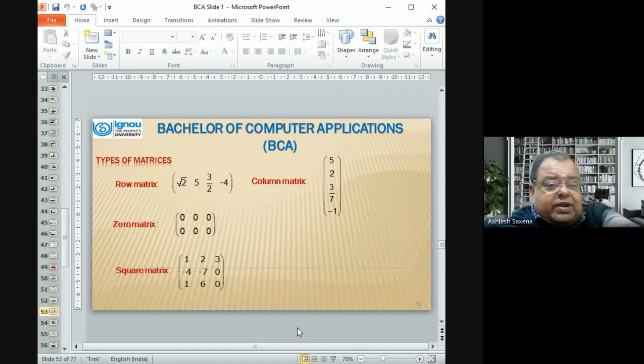Now, what are the different types of matrices? In the first one, it is a row matrix because only a single row is there. On the right side, that is a column matrix because all the elements are in the form of a column only. The third one is a zero matrix as all the elements are zero. A square matrix is a matrix in which the number of rows and columns are the same. Here we have 3 rows and 3 columns, so it is a 3 by 3 square matrix.